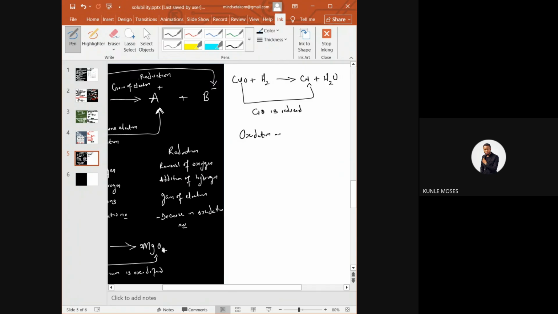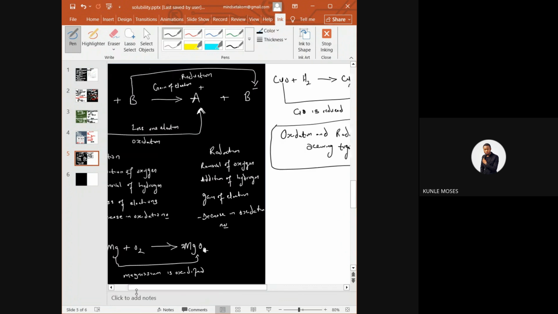So next class we'll be talking about how oxidation and reduction occur together. And from there, after that, we'll be talking about reducing agents and oxidizing agents occurring together. And that is your redox reaction.